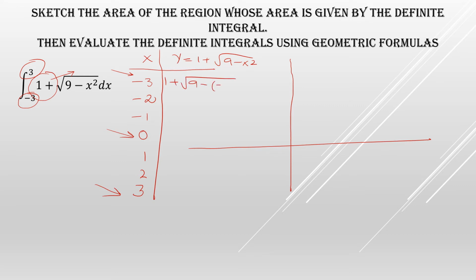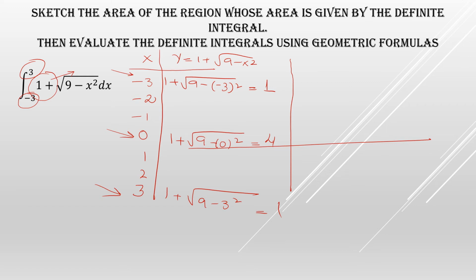So you will get -3 whole square. The answer is 1. If you write the 0, so 9 minus 0 whole square, so 3 plus 1 is 4. And now replace x by 3 and you will get 9 minus 3 square. The answer is 1.